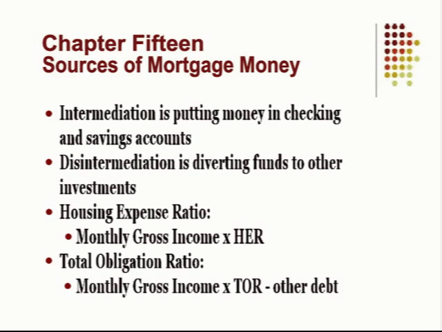Intermediation is putting money in a checking and savings account. Disintermediation is diverting funds to other investments. The housing expense ratio is your monthly gross income times that housing expense ratio. The total obligation ratio is your monthly gross income times your total obligation ratio minus other debt. And this is the end of this chapter's review.